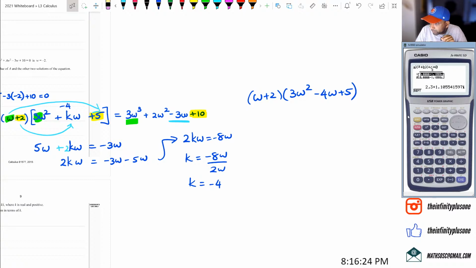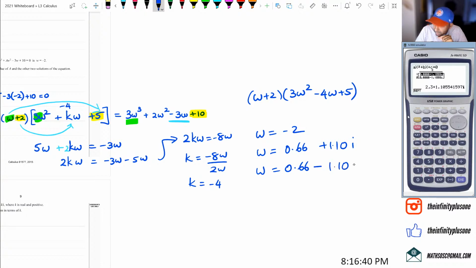So W is equal to negative 2. W is equal to 0.66 plus 1.10i, and then 0.66 minus 1.10i.